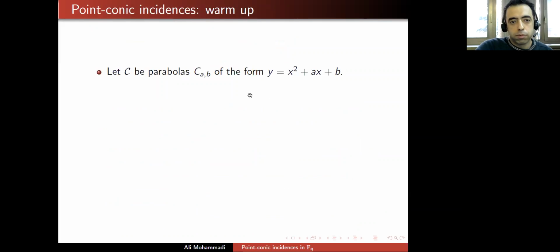So this talk will be about point-conic incidences, and let's give a very quick warm-up. So let's see the parabolas of this form.